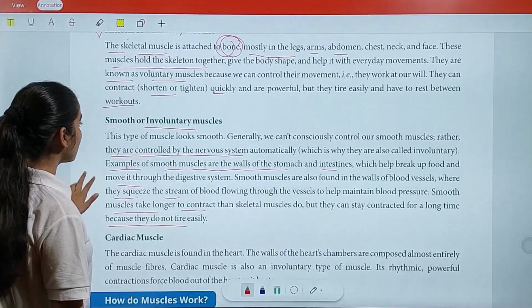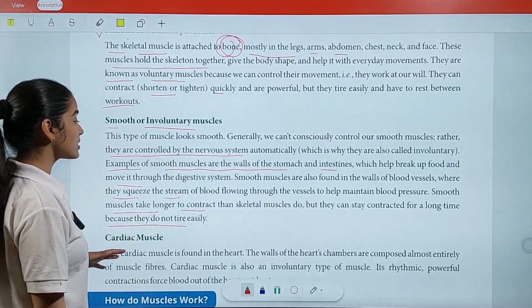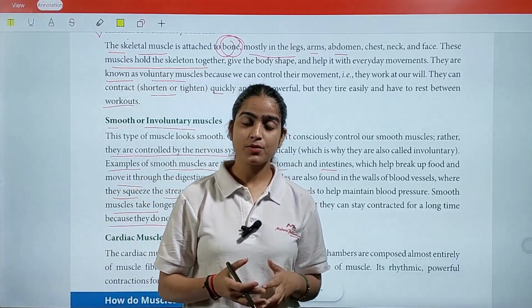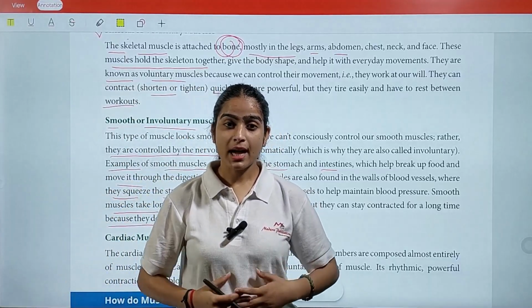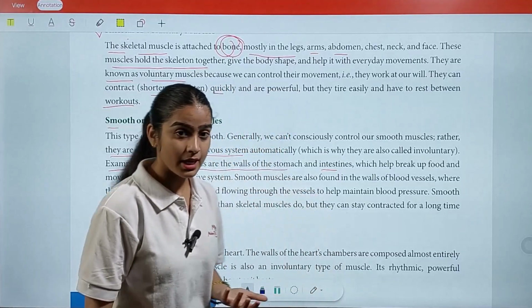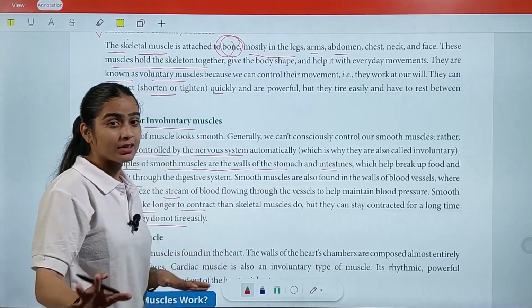So what are the examples we have for smooth and involuntary muscles? The nerves, the blood vessels we have inside our body, the muscles we have inside our stomach, which help us to protect our body and which run our digestive system without our control.